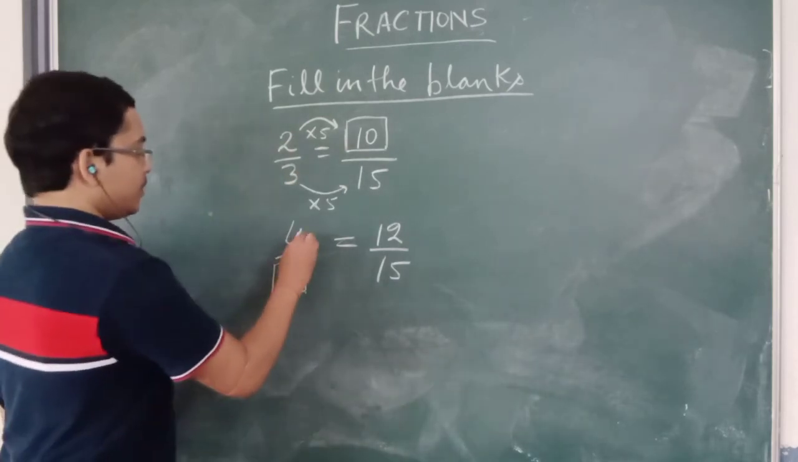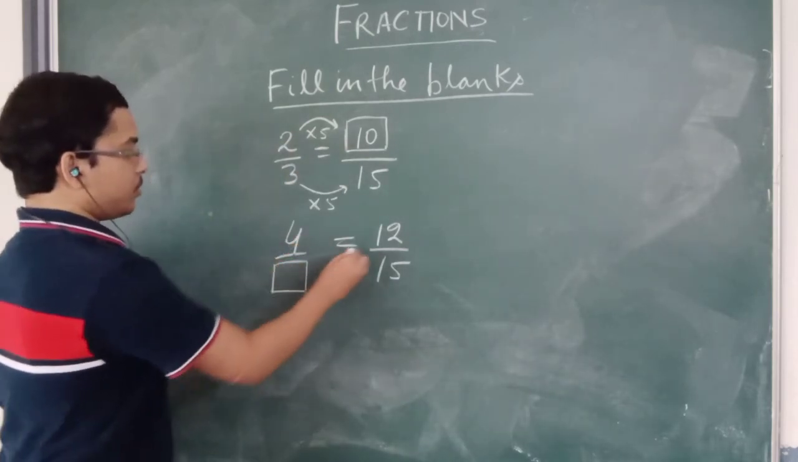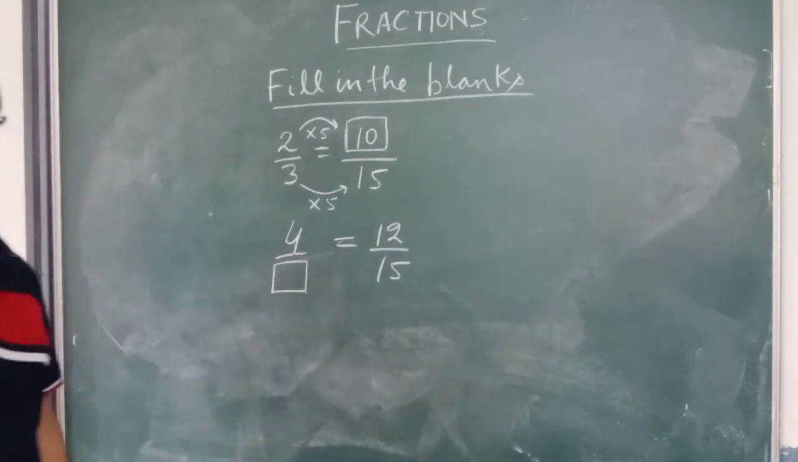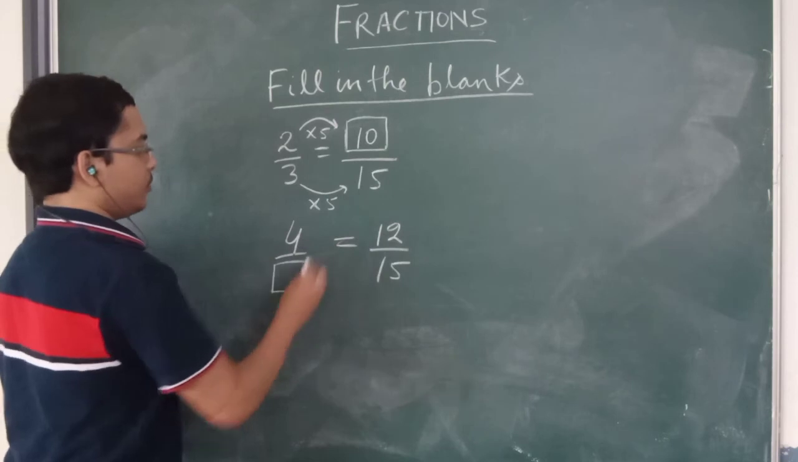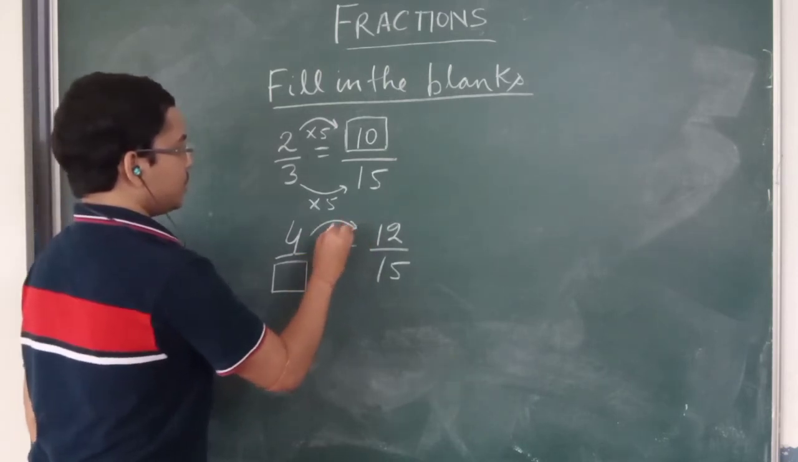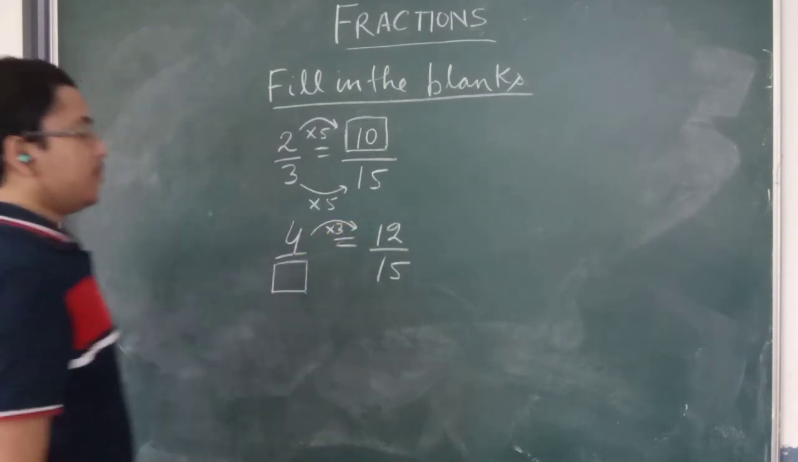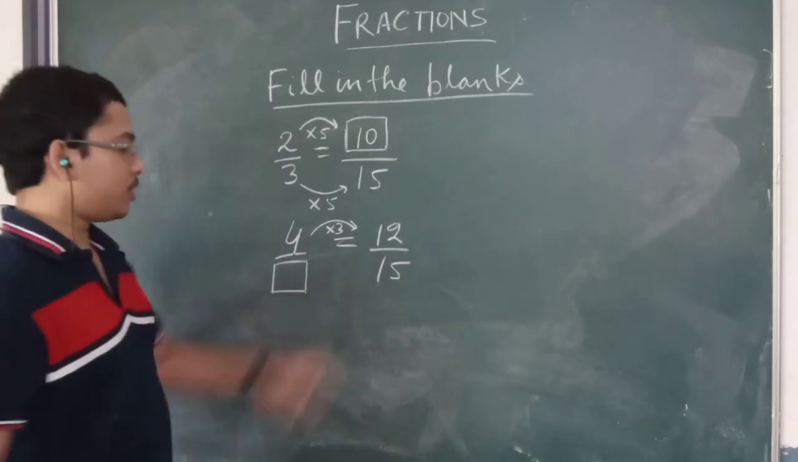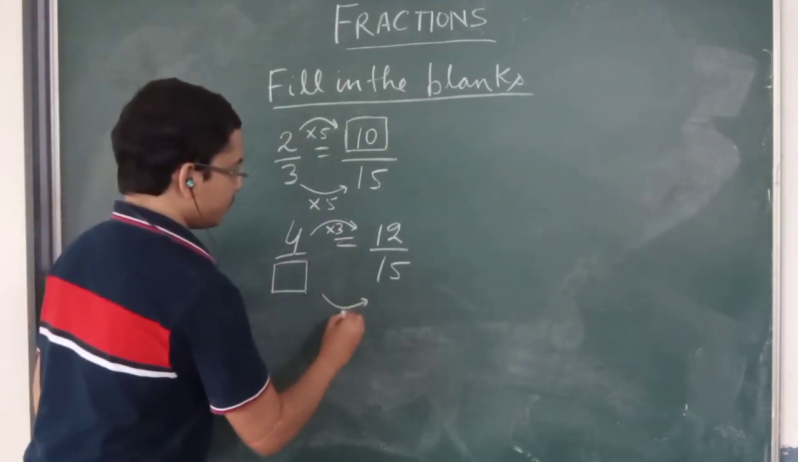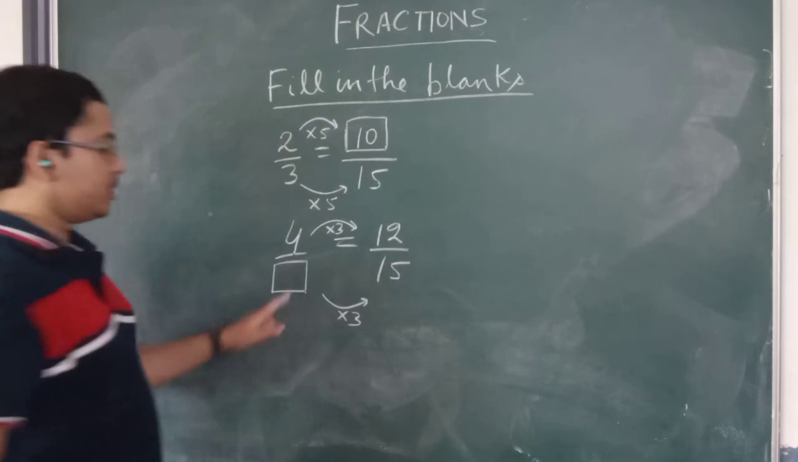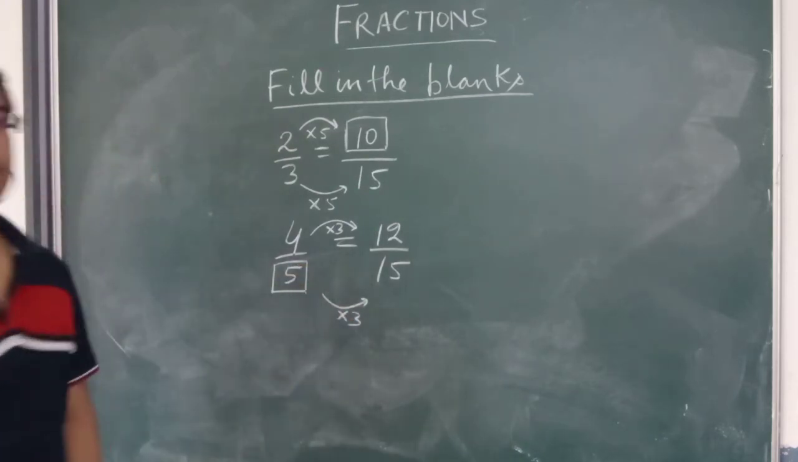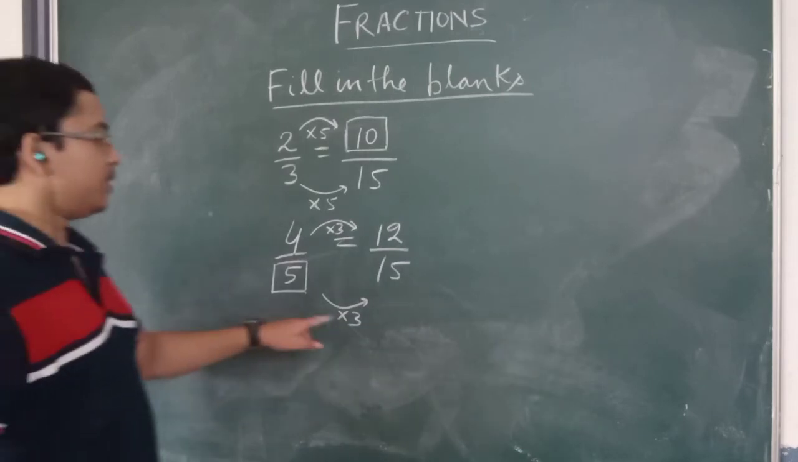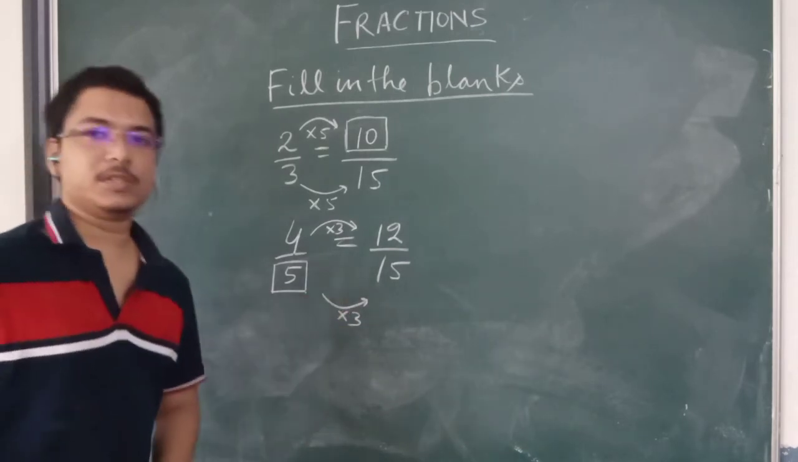Next, it is given 4 by something equal to 12 by 15. 4 into how much is 12? 4 into 3 is 12. So how much into 3 is 15? 5 into 3 is 15. So this will be 5. This way you have to do this type of problems.